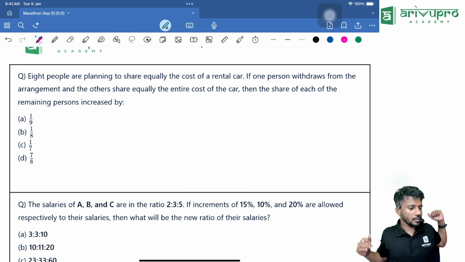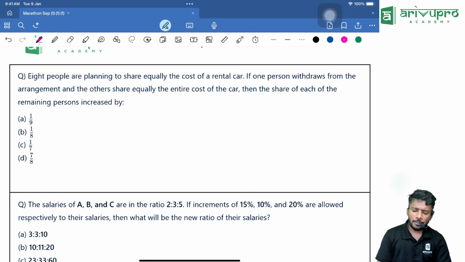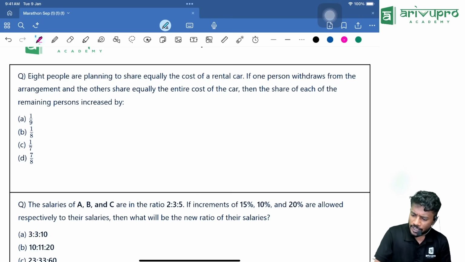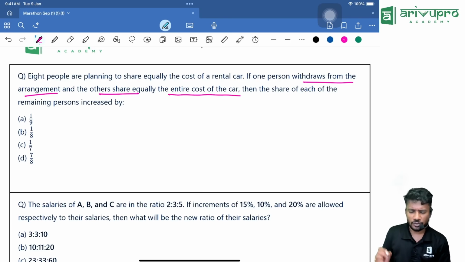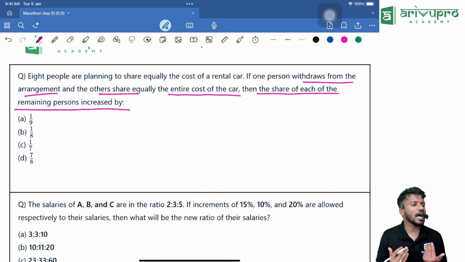Interesting question. Easy question. 8 people are planning to share the cost of a rental car. If one person withdraws from the arrangement, the others share equally the entire cost of the car. Then the share of each of the remaining persons is increased by how much?